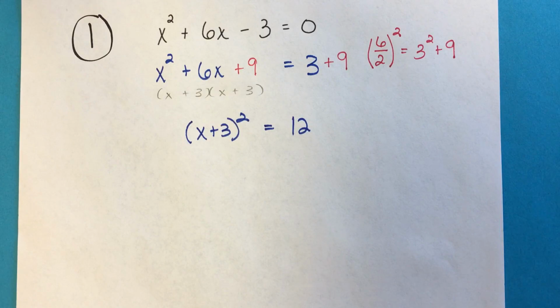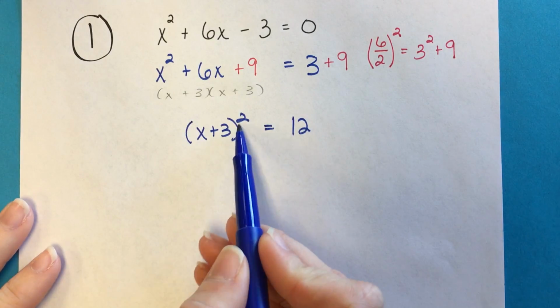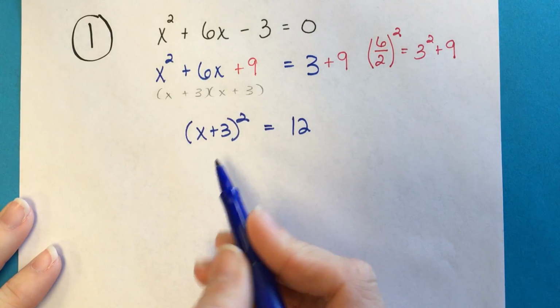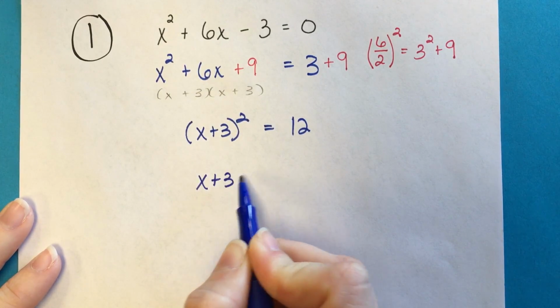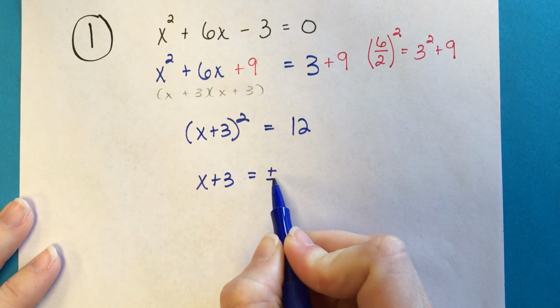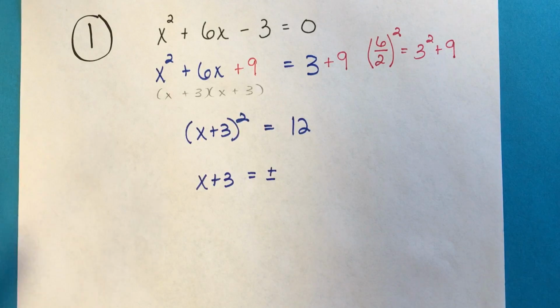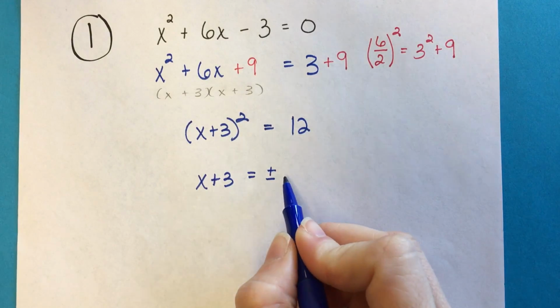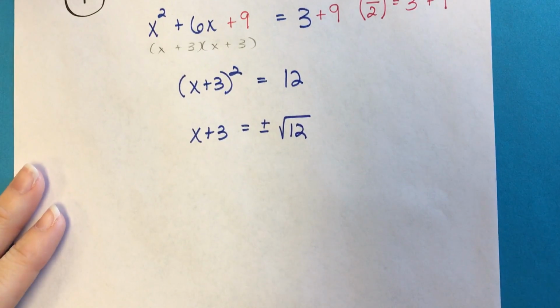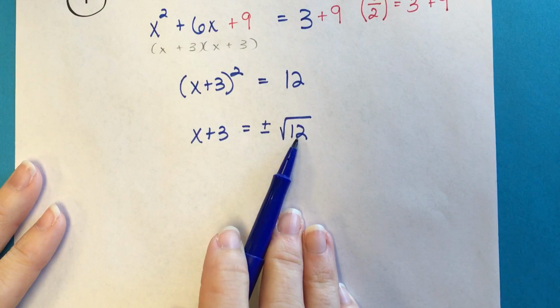Step 4 says to take the square root of each side. Okay, so that's going back to what we were doing just a few minutes ago. If I take the square root of this, that's just simply going to make the square go away, and I'm left with what's inside the parentheses. Put your plus minus, because if you're taking square root of both sides, you got to put your plus minus. Then we're going to have square root 12. Okay, now I need to simplify the square root of 12.